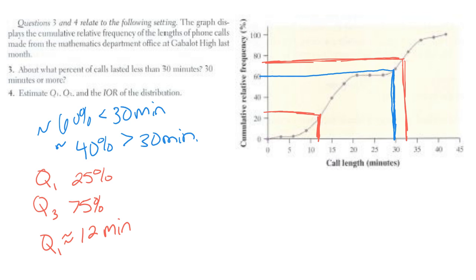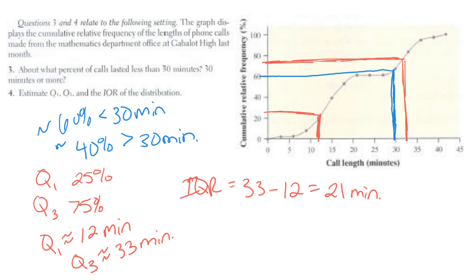So Q3, we'd say about 33 minutes, which leaves my IQR to be 33 minus 12, which will give me 21 minutes for my IQR of the distribution. Okay, and so that would be where about the middle 50% of the data points are. They're in that range of 21 minutes, with 12 marking Q1 and 33 marking Q3.